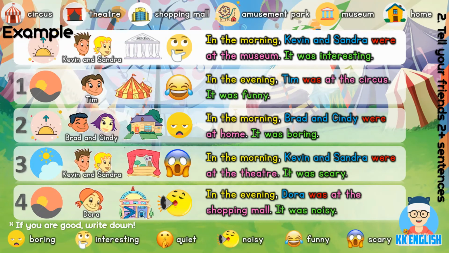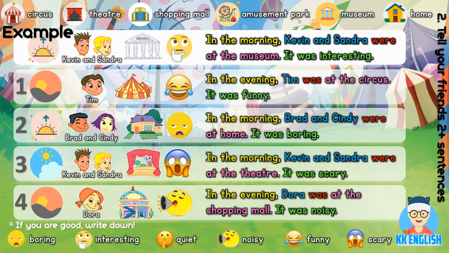Okay, now can we read together? In the evening, Tim was at the circus. It was funny. Number 2. In the morning, Brad and Cindy were at home. It was boring. Number 3. In the morning, Kevin and Sandra were at the theater. It was scary. Number 4. In the evening, Dora was at the shopping mall. It was noisy.